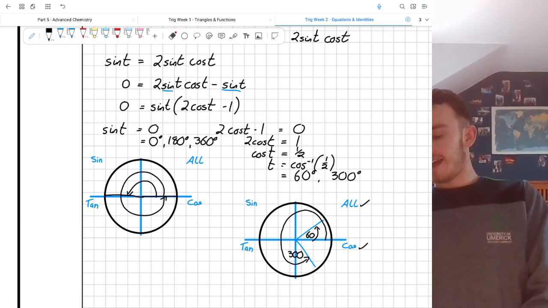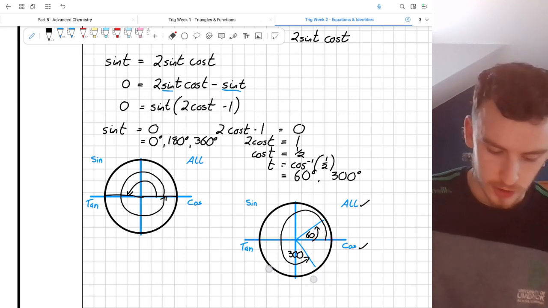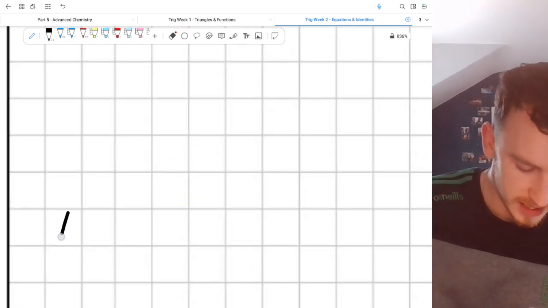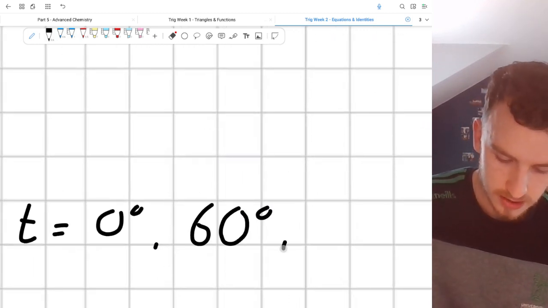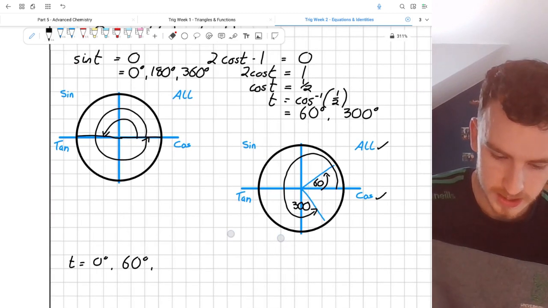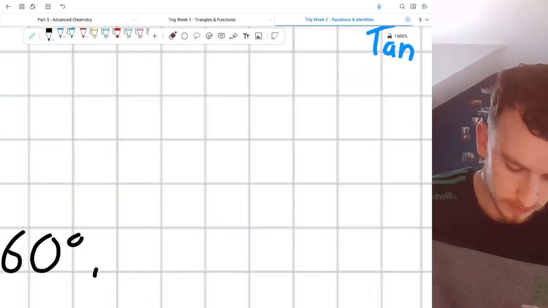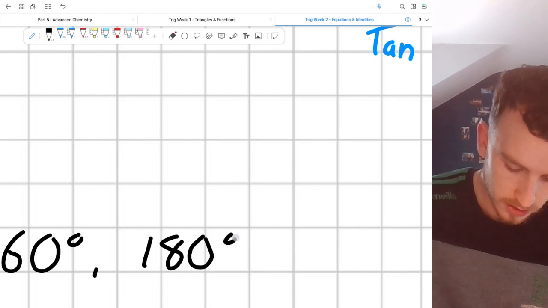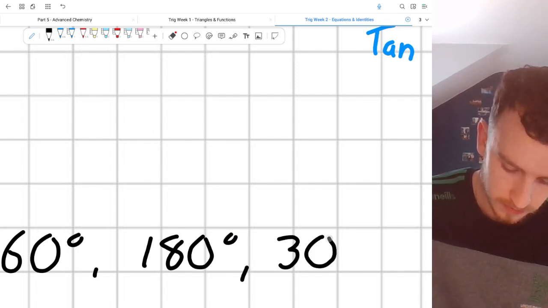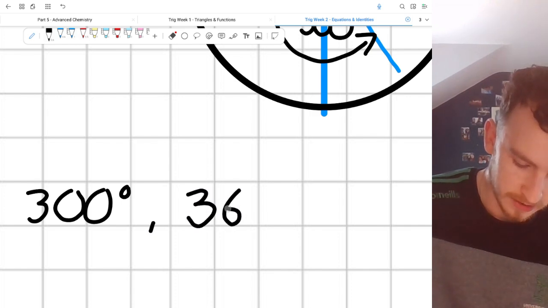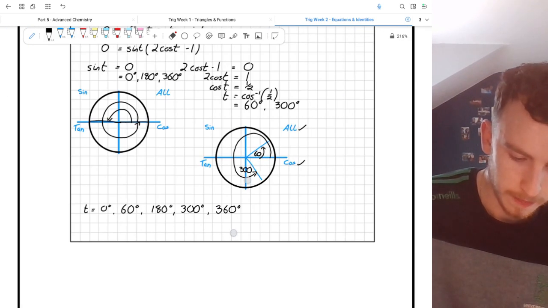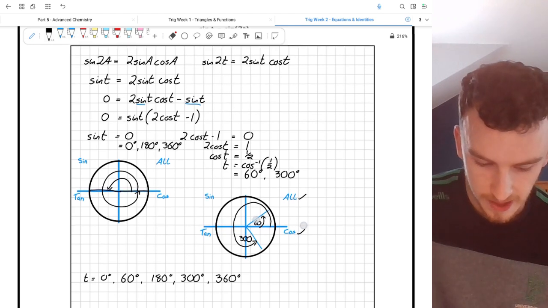So there you have all your solutions. So we have t is equal to 0 degrees, t is equal to 60 degrees, make sure I'm not missing anything. t is equal to 180, 300, and 360. And that is that done.